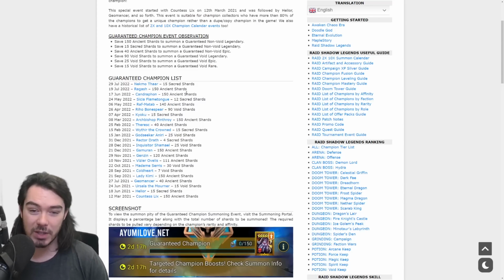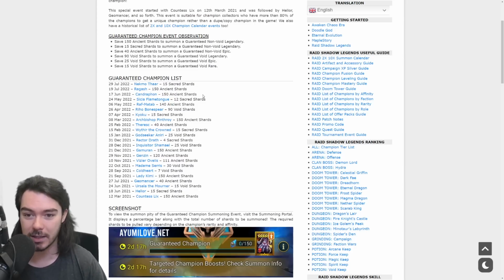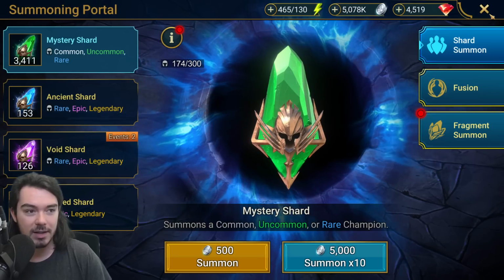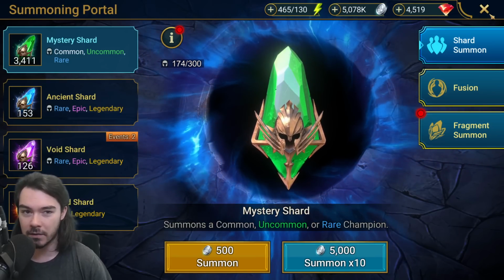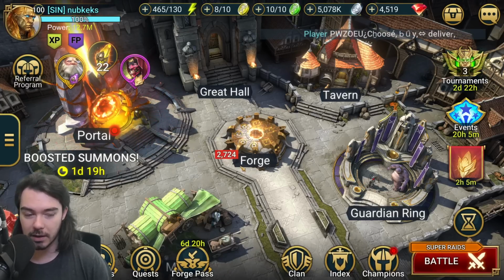They might do it on the 25th or 24th of December, but I would really strongly expect a guaranteed void legendary for Christmas. So consider if you want to start saving now, if you are far enough in the game. Takes a while, but it's something to consider.